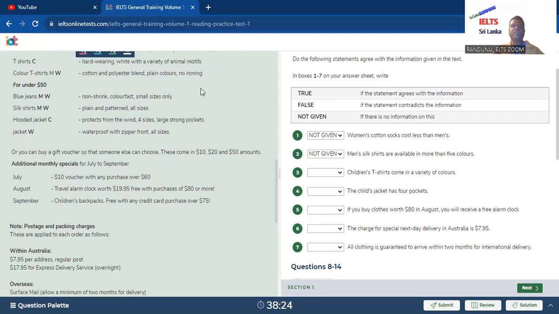Can you all tell the answer? Here it says children's t-shirts come in a variety of colors. Children t-shirts come in variety of colors.